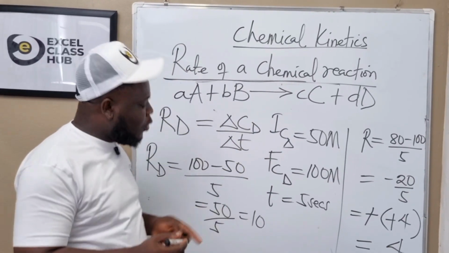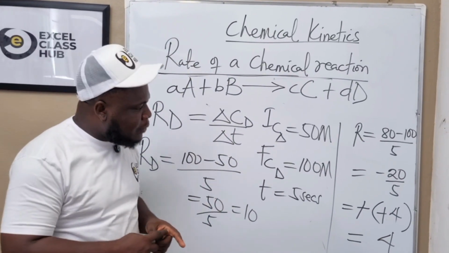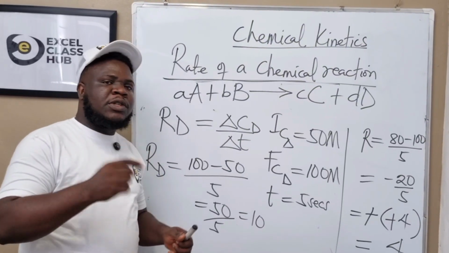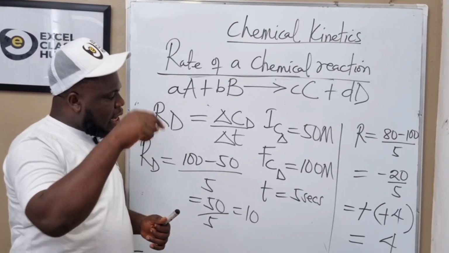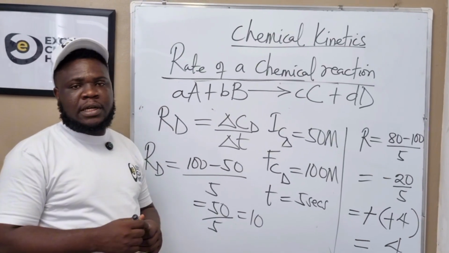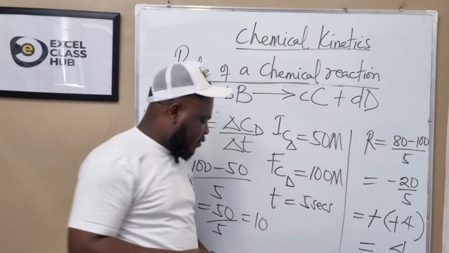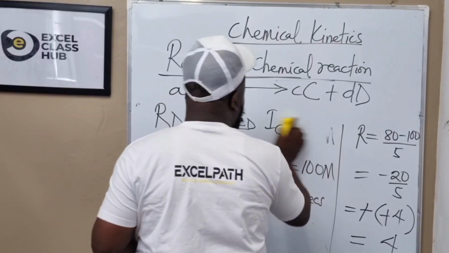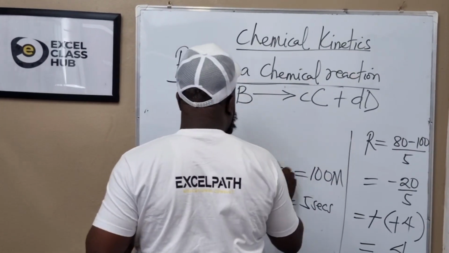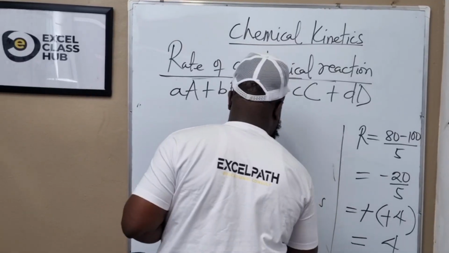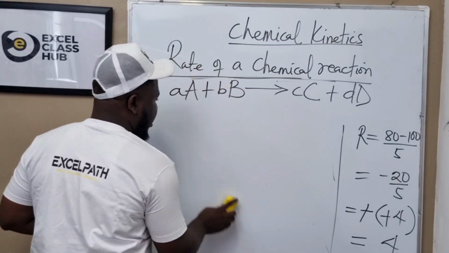Positive. So for product, we know already that since the concentration of product increases with time, then definitely we are going to have a positive answer. So I believe that is clear enough. So that is why in the rate expression, you don't include negative for products, but you include negative for reactant.